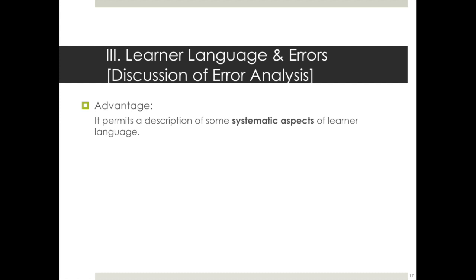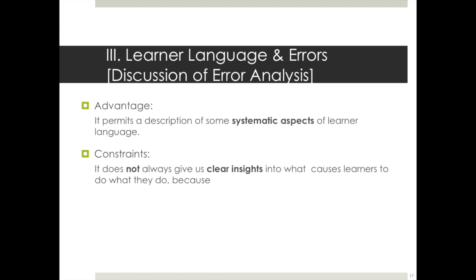And there are some constraints, however, because these errors do not always give us a clear idea into what the causes for the errors are and why learners do these things the way they do. Because first, it is very often difficult to determine the source, the origin of the error. Why does it arise in the first place?